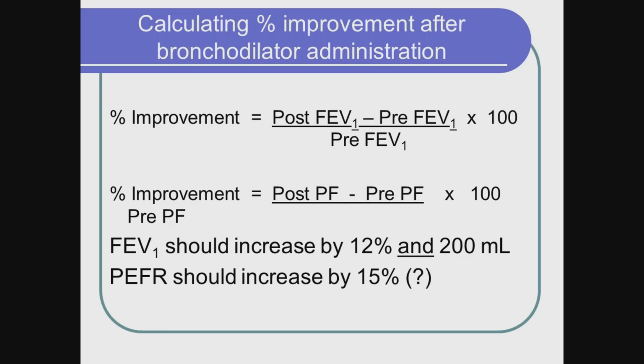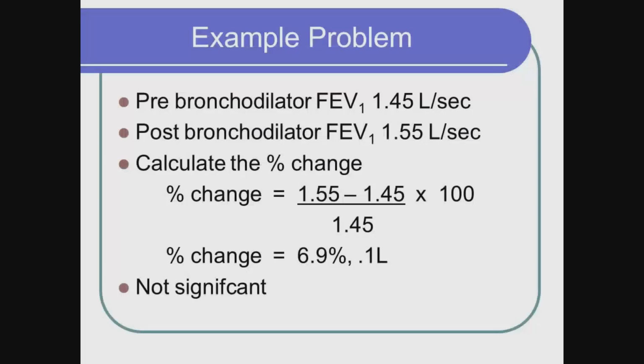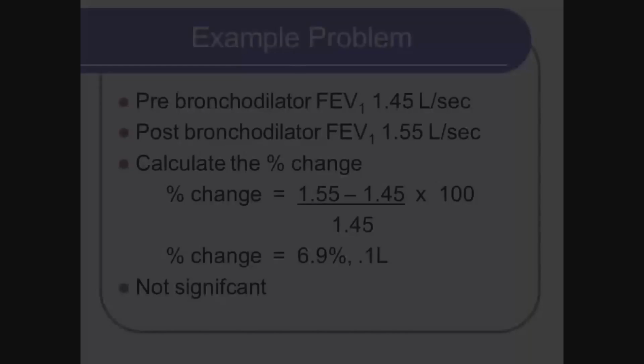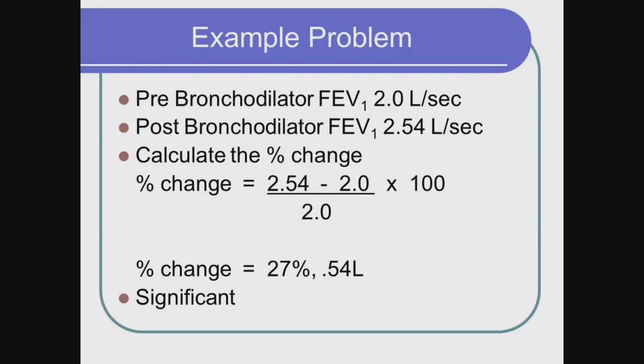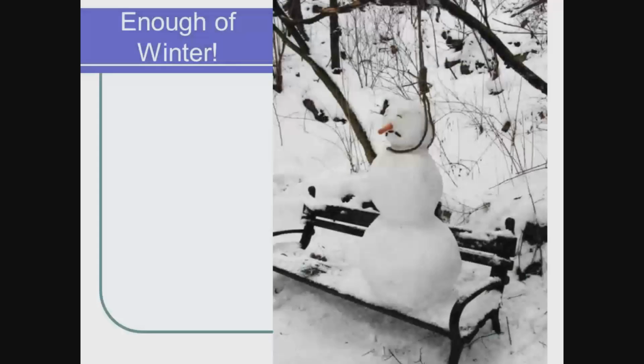We can use peak flow instead of the FEV1. We've gone through this top one before. Because I'm not really measuring the volume, it's not 12% and 200, it's usually about 15% improvement that is considered a significant improvement in bronchodilators. I like using FEV1. I think it's just much better. This just goes through the calculation because it's not 200 milliliters, it's not significant. Here's one that is showing a significant improvement.